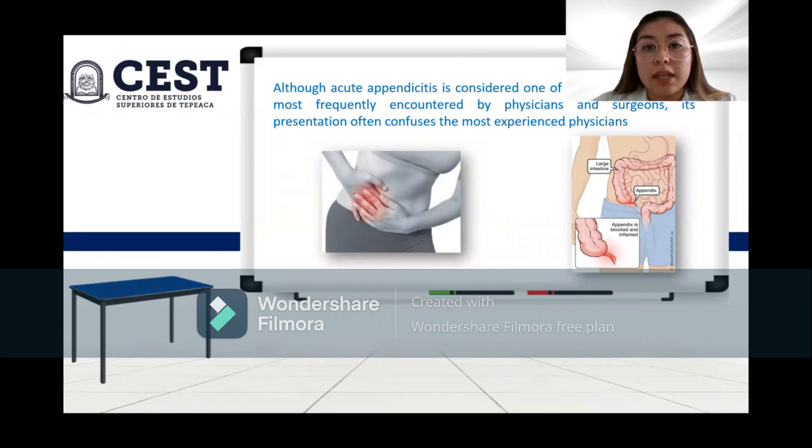Acute appendicitis is one of the surgical conditions most frequently encountered by physicians and surgeons. It is often confused, even by the most experienced physicians.